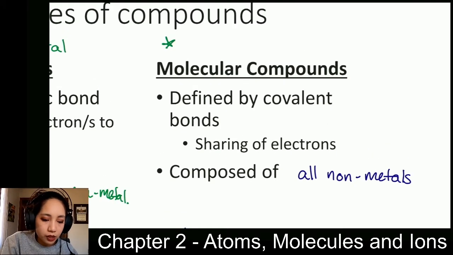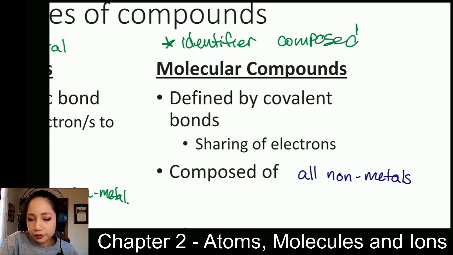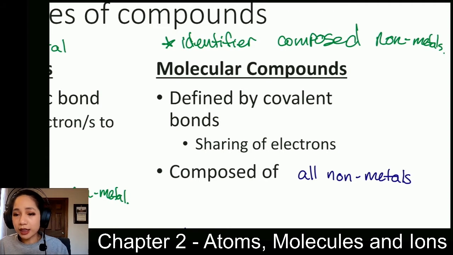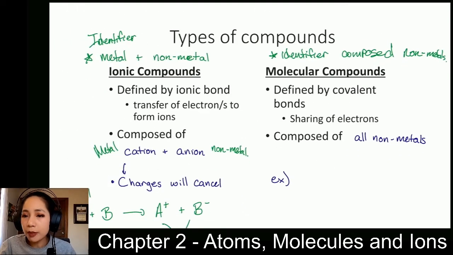So if we're still thinking about identifiers here, molecular compounds are always composed of nonmetals. So all of the atoms, the elements within that chemical formula will be nonmetals over on this side of the periodic table. Okay. And so molecular compounds have a different bonding structure. The forces that hold the atoms together are a little bit different. They're defined by covalent bonds. These bonds and forces are different than ionic bonds.